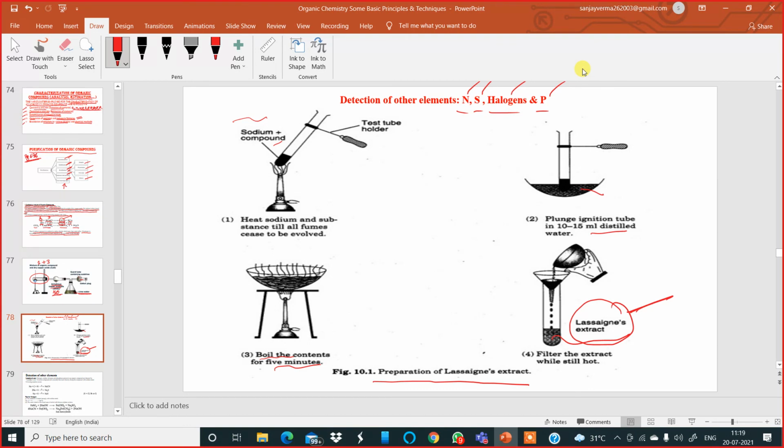Now it is almost time, so it's better I stop the class, otherwise you'll be late for the other class. In my next class I will be doing in detail how we are going to detect the other elements like nitrogen, sulfur, halogens and phosphorus.